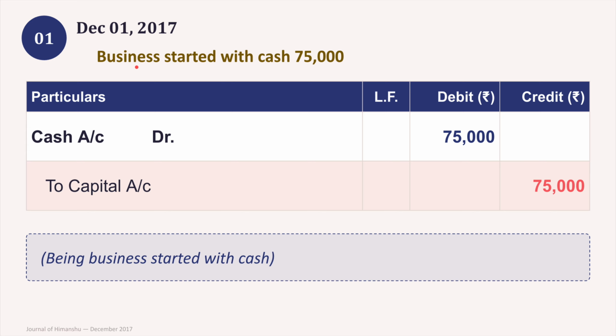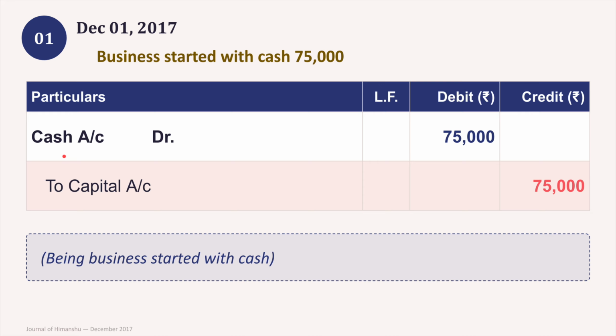Okay. So, the question here is business started with cash 75,000. Okay, so the journal entry. So we have to see what are the two accounts that will be hit here. So one is the cash account, the other one is the capital account. Now what to debit, what to credit is the question. So cash, an asset, is coming in. So there is an increase in asset. So cash will be debited. Okay, so the amount I will enter in the debit column. And capital account will be credited with the same amount.